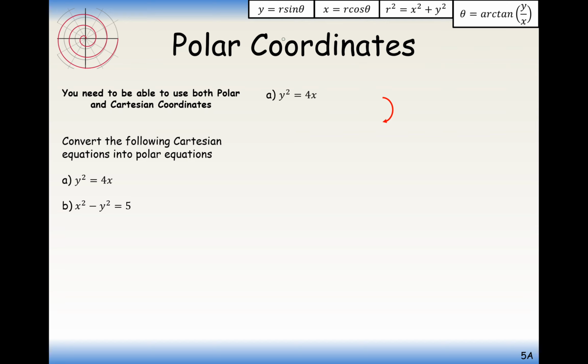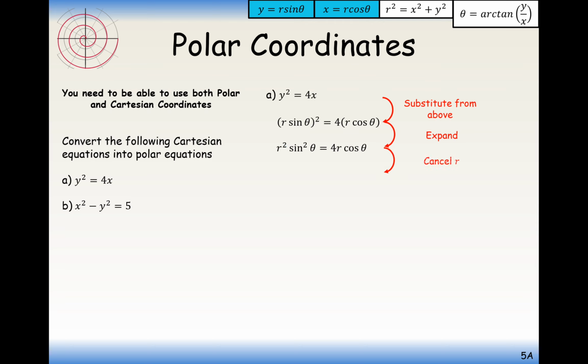We're just going to be replacing y with r sine theta and x with r cos theta. So just substitute in the formulas from above. y is replaced with r sine theta, and x is replaced with r cos theta. Expand the brackets. We could cancel out an r from both sides here. And then generally, polar equations are of the form r equals.